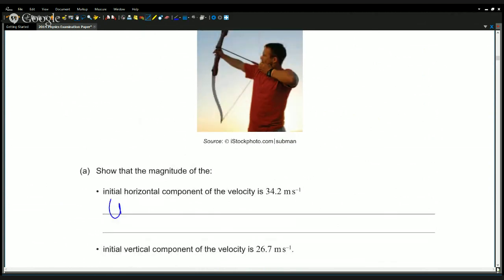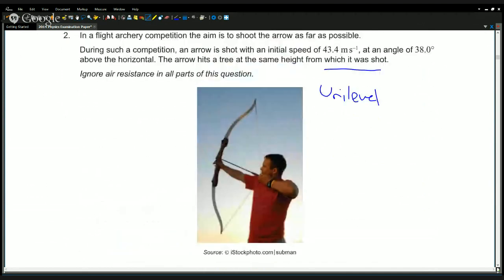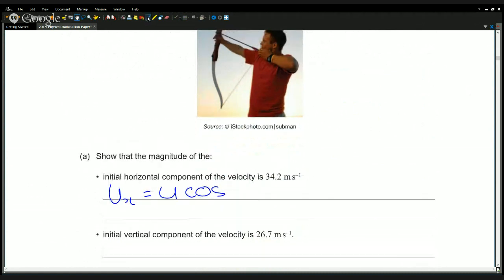Okay, ux equals u cosine theta, and what was the angle again? 38. All right. Now punch that in. Sorry, the formula is theta, the angle above the horizontal. First time using this bit of software.